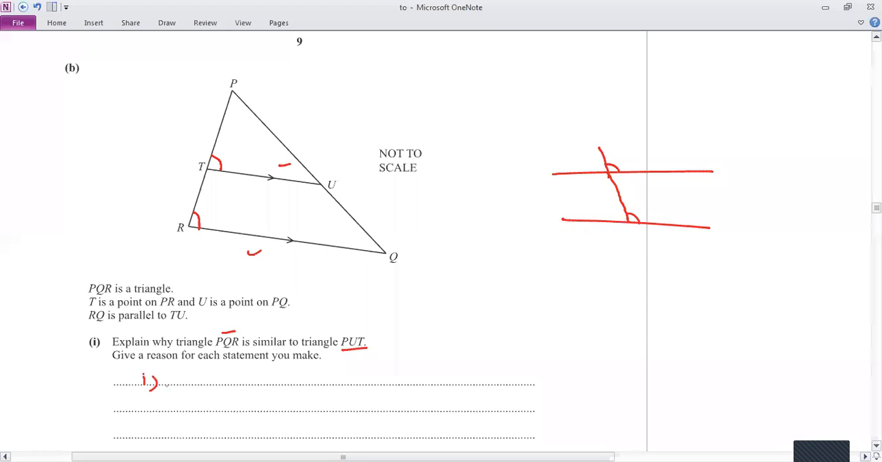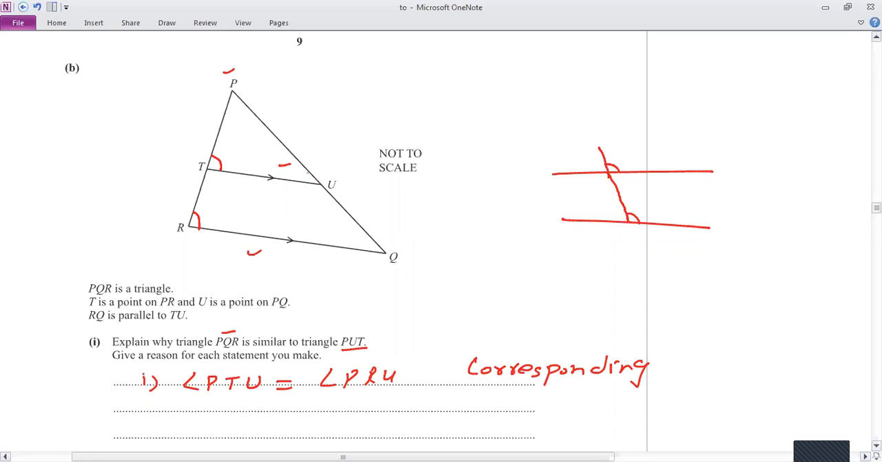You can say angle PTU is equal to angle PRU, because the main line is starting from P. So PRU. And what is the reason for that one? Because they are both corresponding. These lines are parallel, so these angles are corresponding. The reason is corresponding angles. So being corresponding, they will be the same.